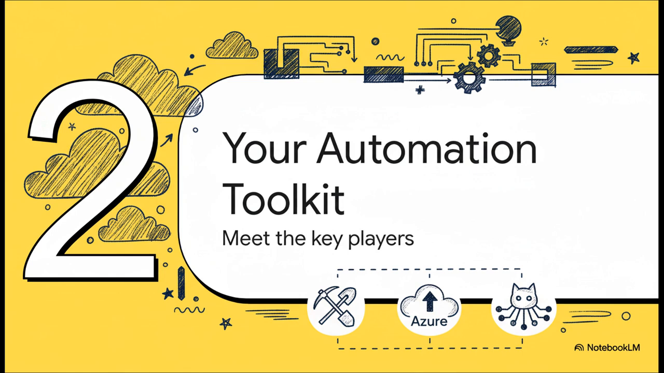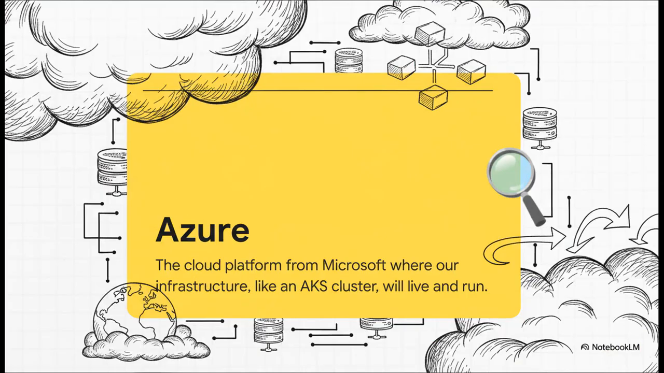And I want you to think of this less like a list of software and more like we're assembling a dream team for a mission. We've got 3 key players on our squad. First up, we have Azure. This is our canvas, our environment. Let's call it our world. It's the Microsoft Cloud Platform where all our stuff, like that Kubernetes cluster, is actually going to live and breathe.